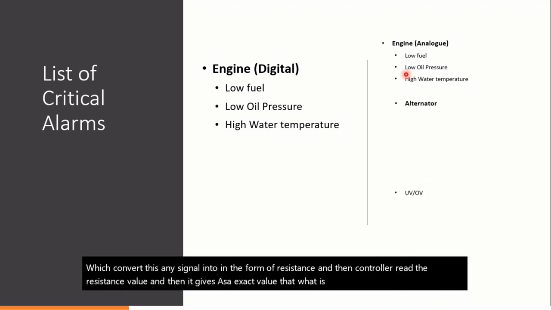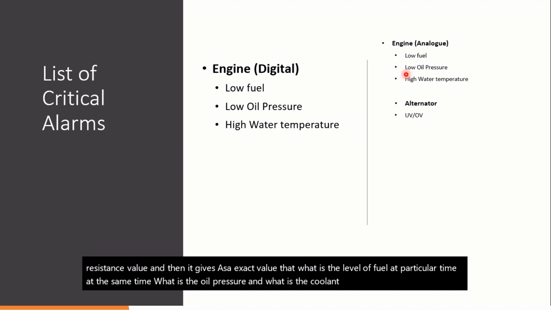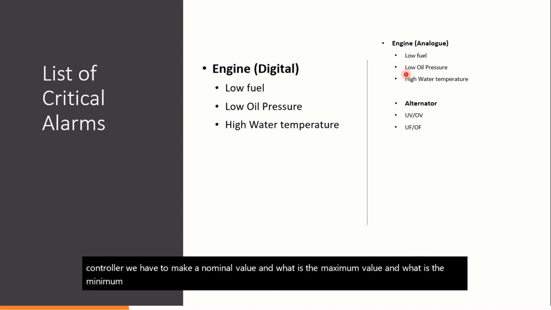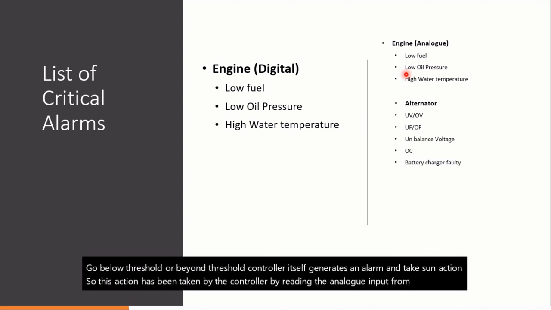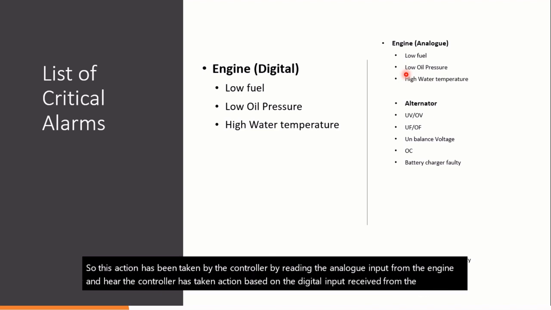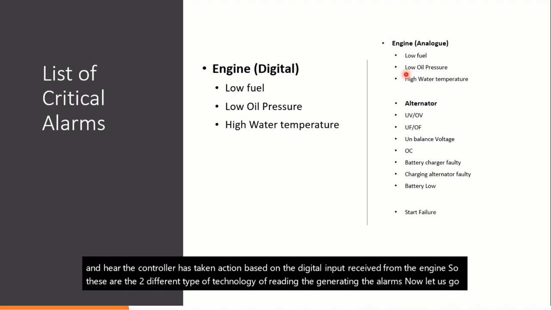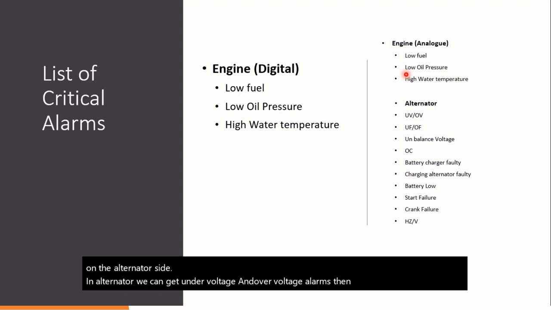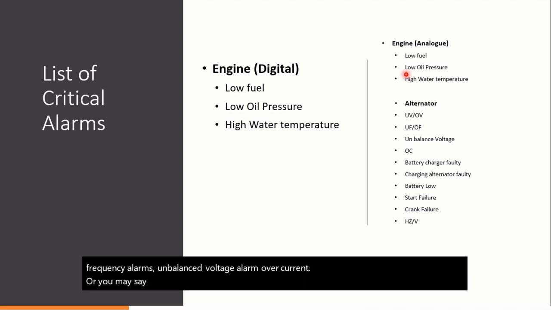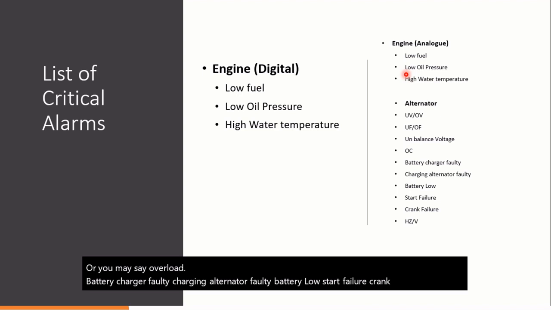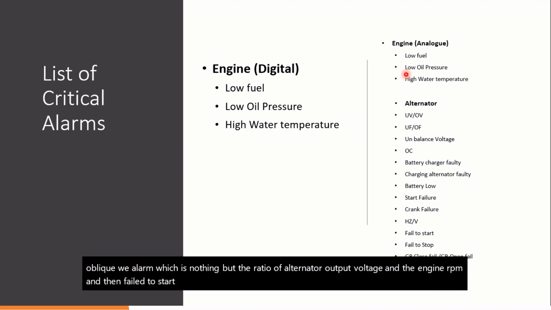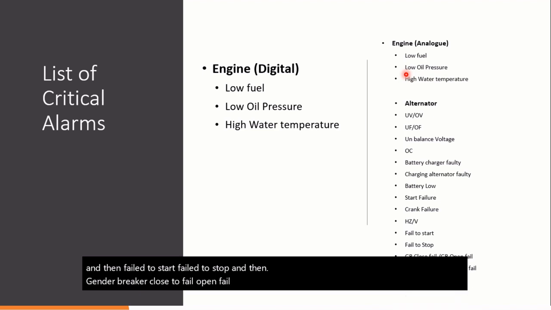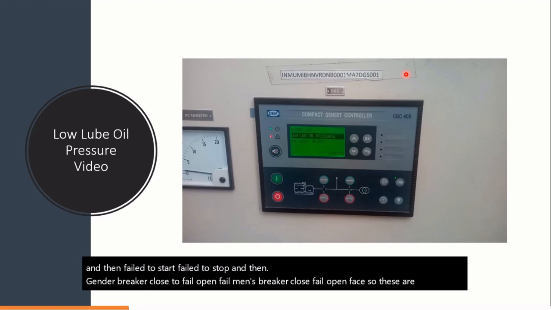Now let us go to the alternator side. In the alternator we can have under voltage and over voltage alarms, then under frequency, over frequency alarms, unbalanced voltage alarm, over current, or we may say overload, battery charger faulty, charging alternator faulty, battery low, start failure, crank failure, Hertz/V alarm, which is nothing but a ratio of alternator output voltage and the engine RPM, and then fail to start, fail to stop, and then generator breaker close fail, open fail, mains breaker close fail, open fail. So these are the basic alarms we normally receive.